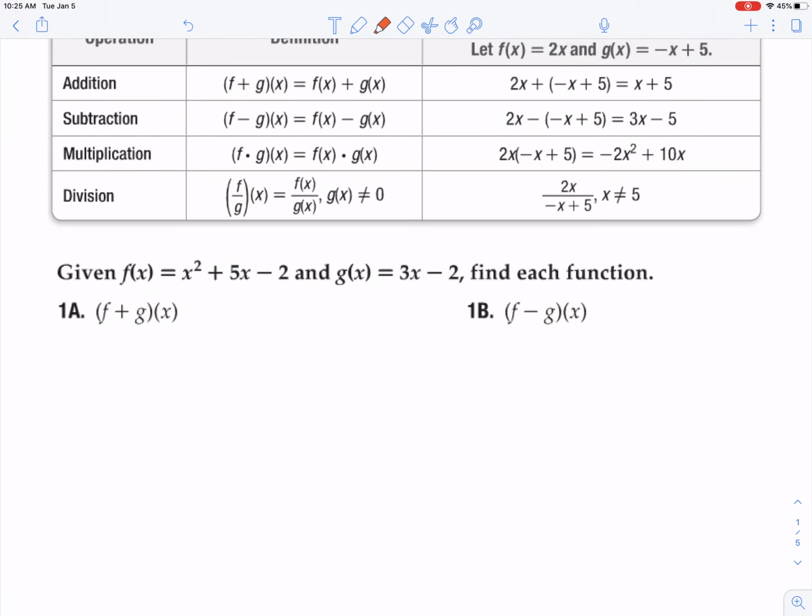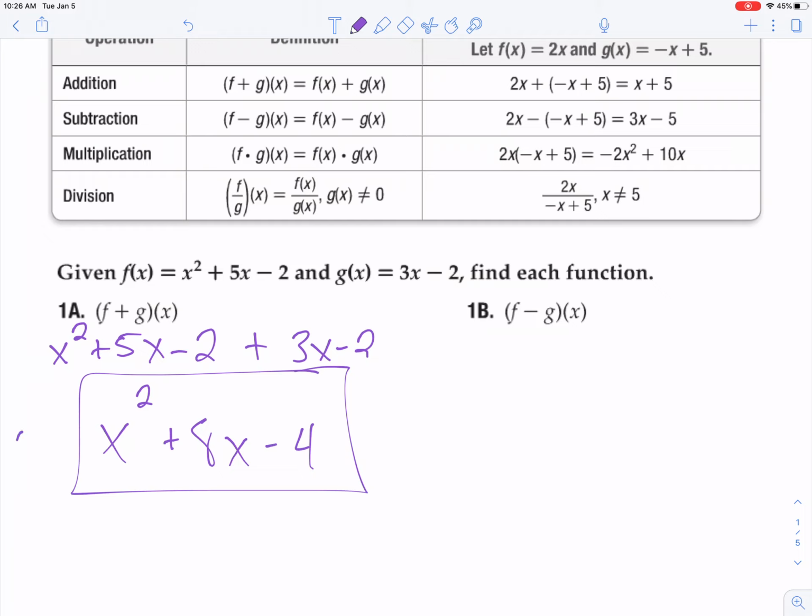If it says f plus g of x, then we take the f, x squared plus 5x minus 2. And I'm going to add the g function, which is 3x minus 2. And notice that because it just says of x, it's not telling me to plug anything in. That means I just basically combine like terms. X squared plus, that makes 8x minus 4. Okay, and I can label this as my f plus g of x equals.